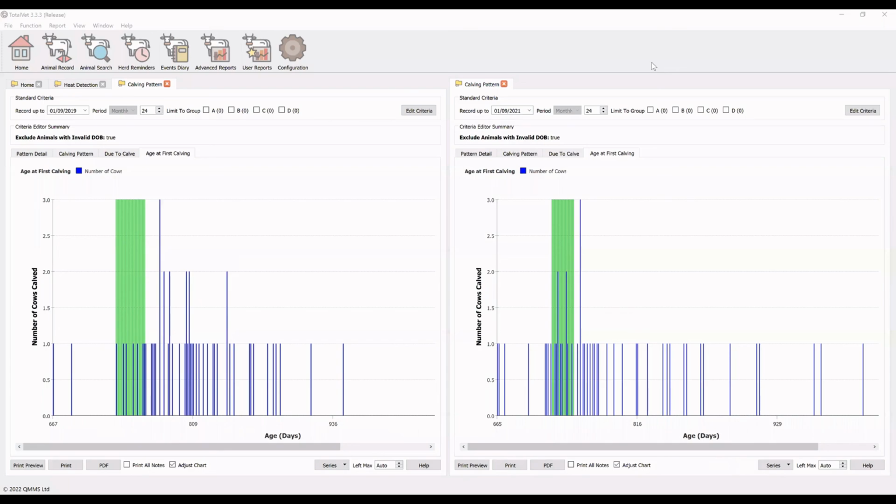That was a quick introduction to heat detection and service timing. I hope you find this really useful when looking at fertility data in cows and also in heifers.